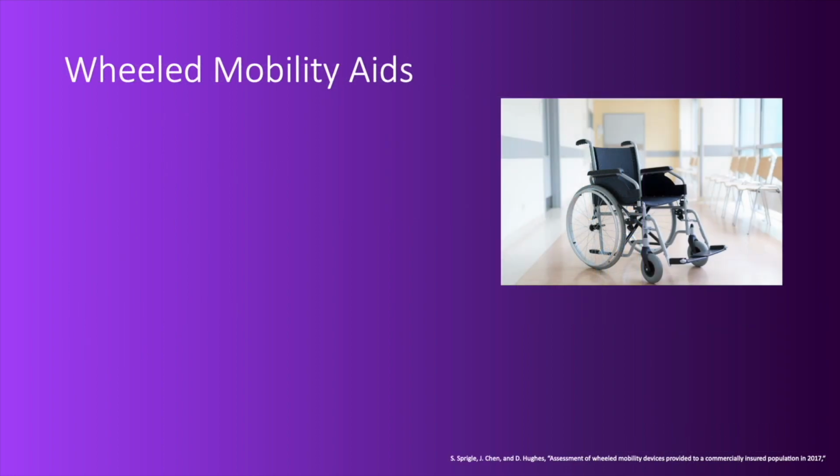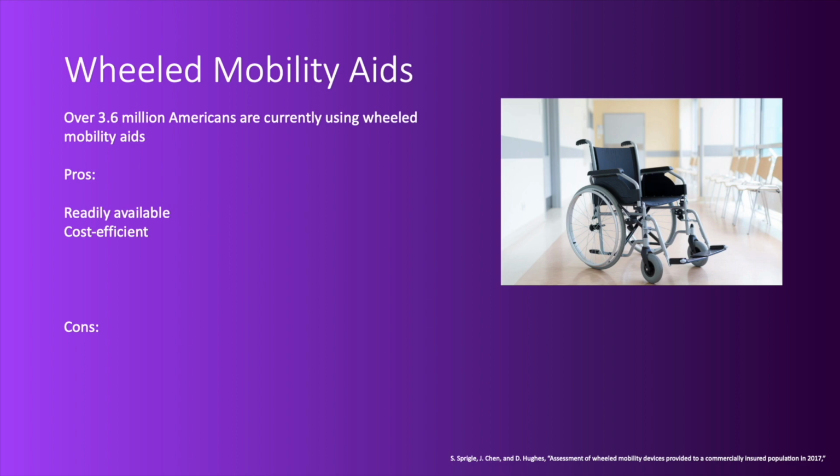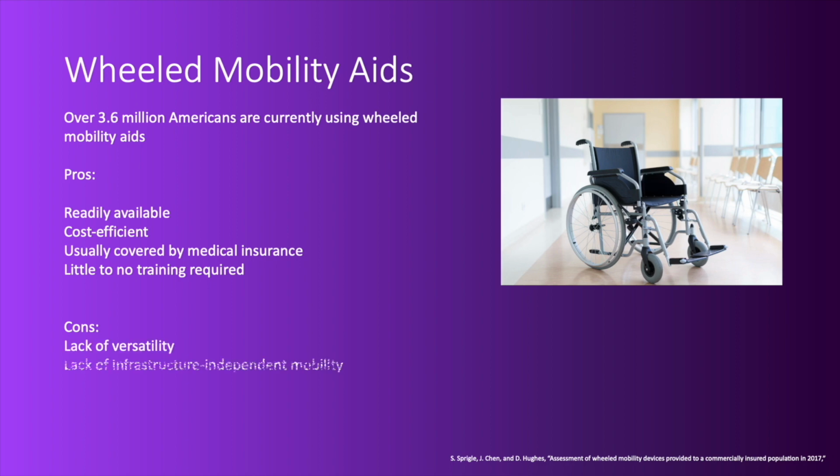Over 3.6 million Americans are using some sort of wheeled mobility aid to increase quality of life and independence. Wheeled mobility aids are readily available and cost-efficient, and they are usually covered by medical insurance. Additionally, they require little to no post-incident rehabilitation or training to use effectively. However, wheeled mobility aids suffer from a lack of versatility, a lack of infrastructure-independent mobility when compared to prosthetic options. Most importantly, wheeled mobility aids are frequently perceived as limiting to a patient's quality of life, as there is a substantial reduction in overall mobility.